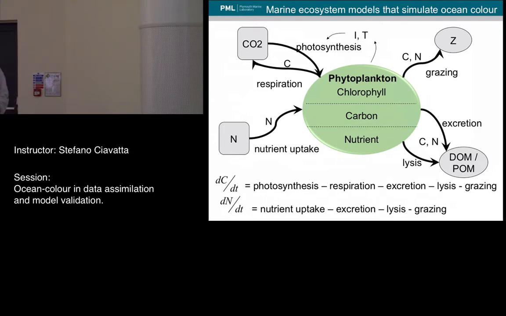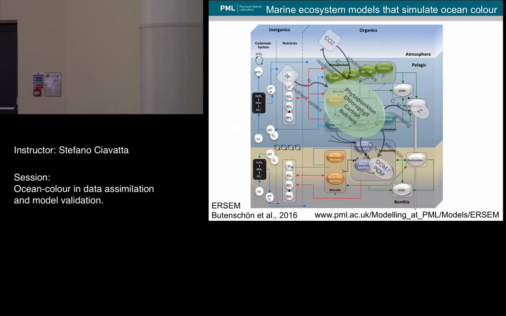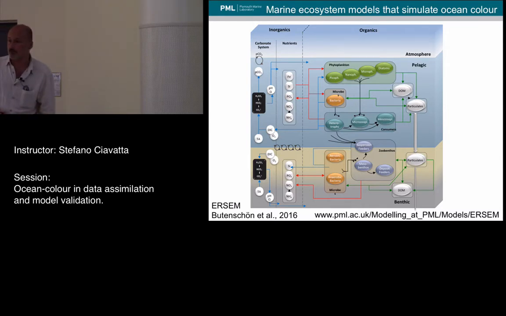This bit of ecosystem fits into larger marine models where we have many state variables, many processes, many forcing functions, and this is just one of the many examples. This is the schematic diagram of the European Regional Seas Ecosystem Model, which is the one that we are using here at PML. If you are interested in it, you can download it at this website and browse instructions on how to use it and so on for simple applications. So I encourage you, if you are interested, to download it and use it.